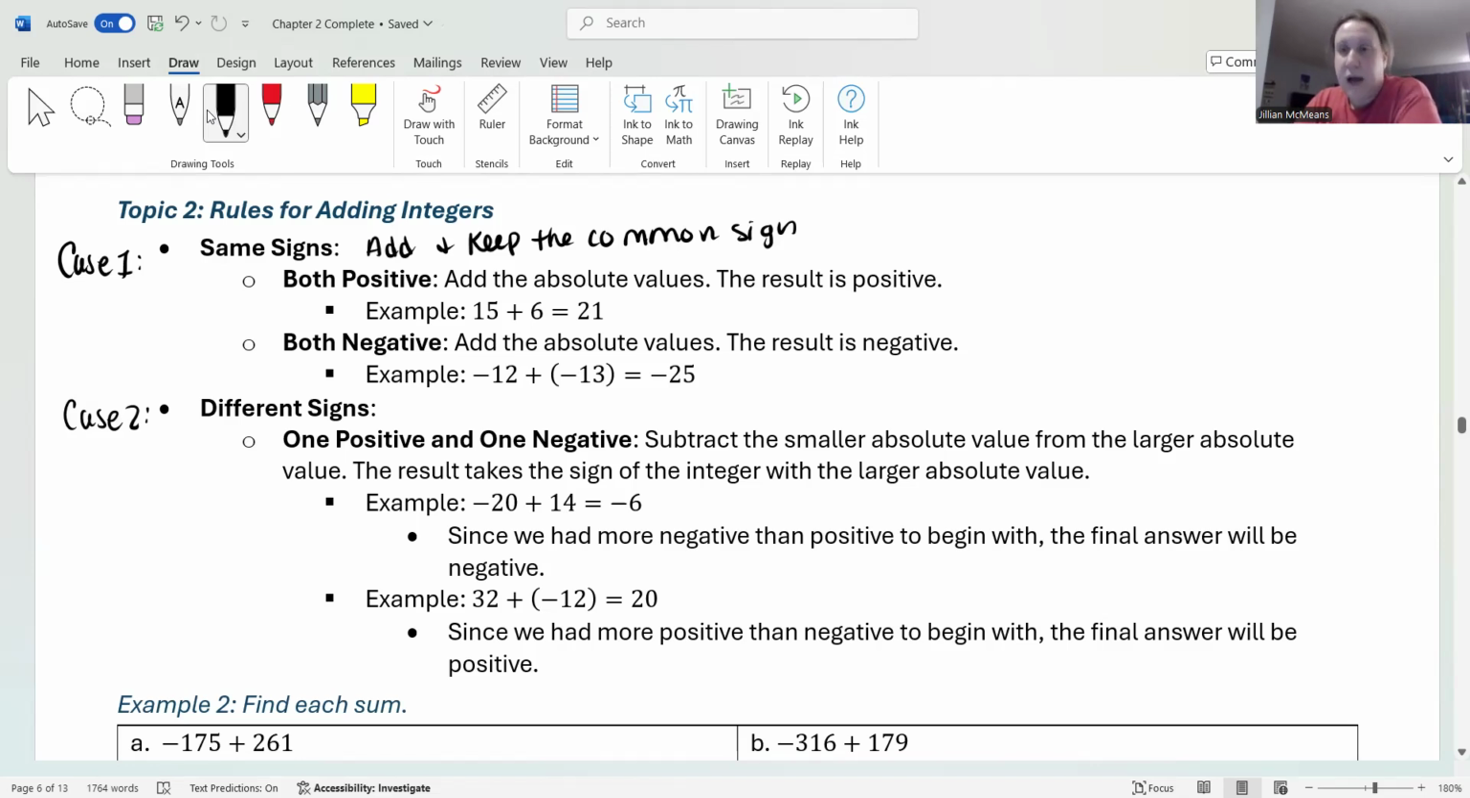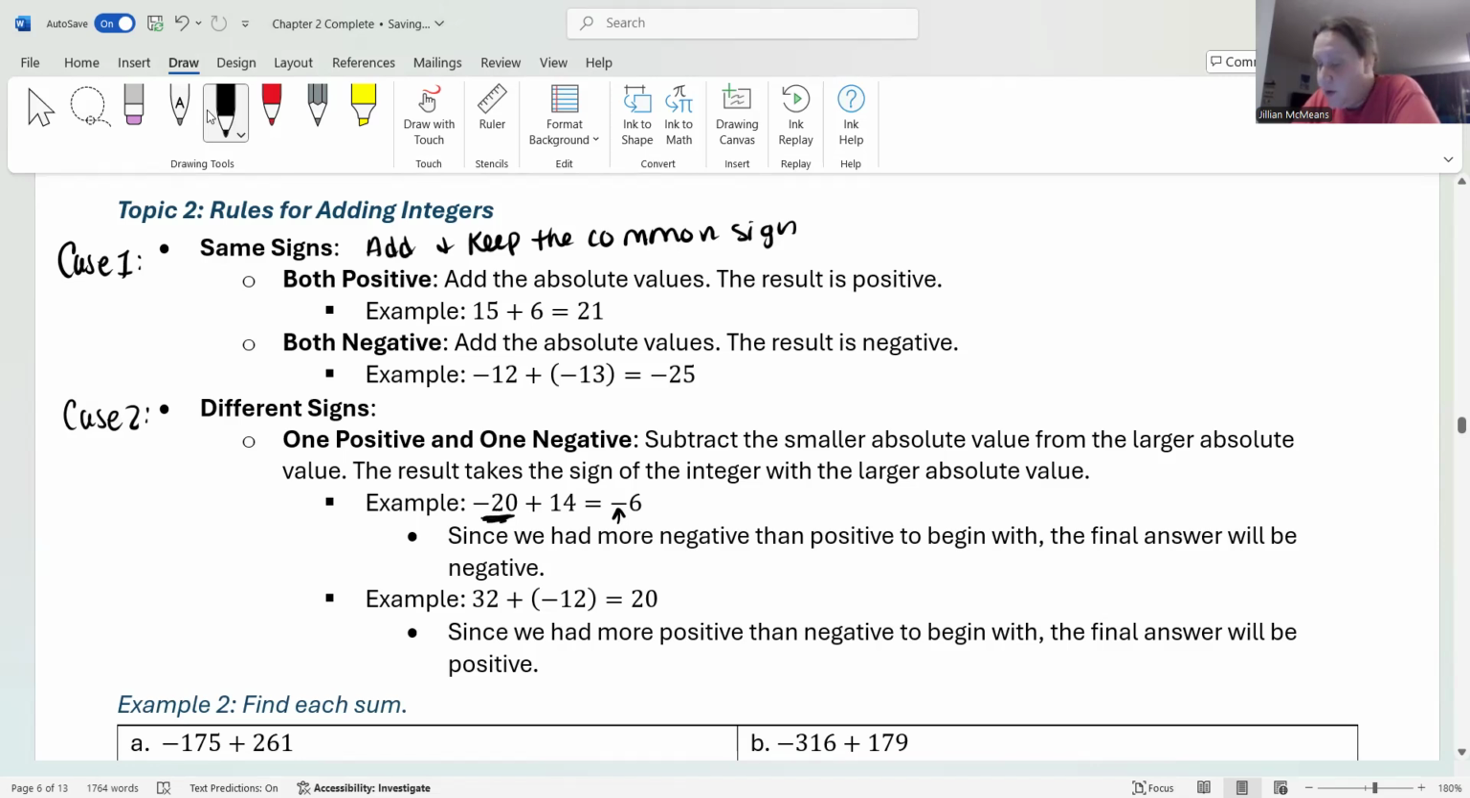So again, you're technically subtracting the absolute values. And then you ask yourself, what did I have more of? Did I have more positive or did I have more negative? Whatever you had more of to begin with is going to be the sign on the final result. So for example here, we have negative 20 plus 14. We subtract the absolute values, so that would be 20 minus 14. That is just 6. But notice I had more negative. If you think of these as things, I have 20 negatives and I only have 14 positives. That tells me I have more negatives. Therefore, my final answer has to be negative.